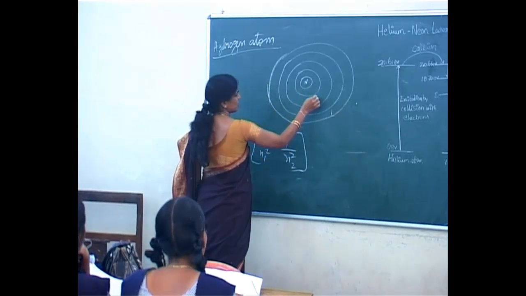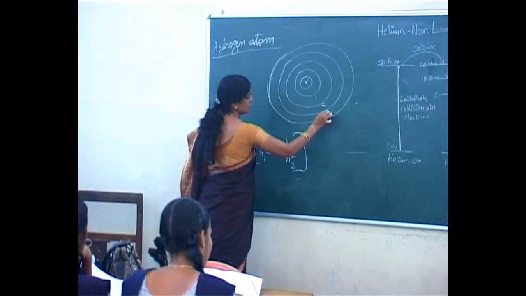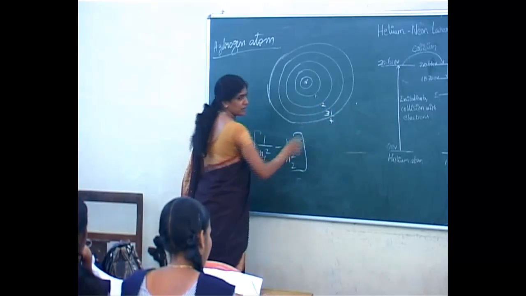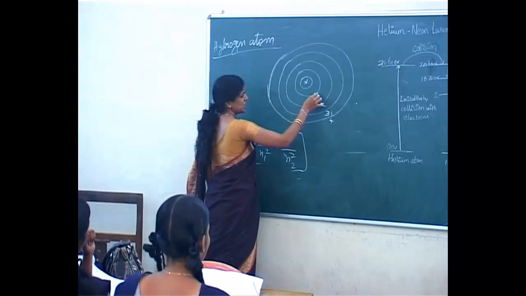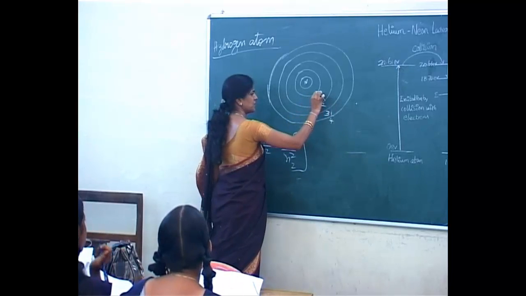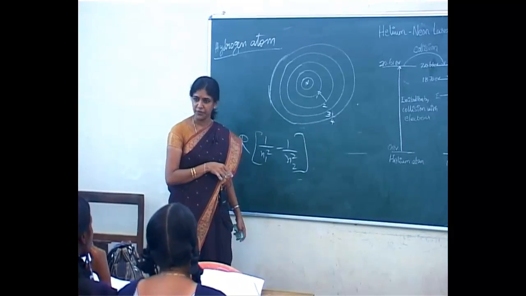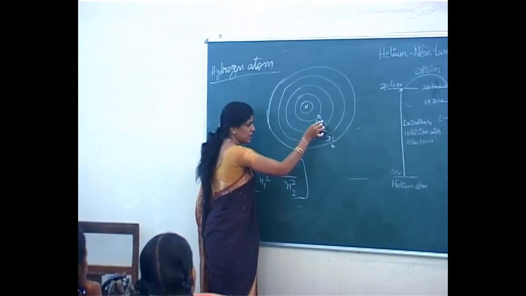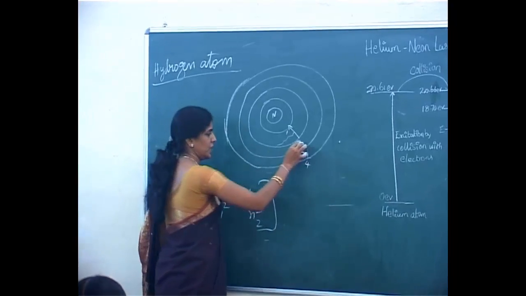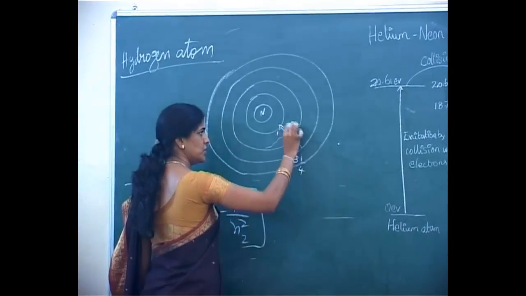See, this is your first orbit, second orbit, third orbit, fourth orbit. Clear? See here, when the electron jumps from its second orbit to the first orbit, the difference in energy level between these two will be emitted in the form of radiation. Clear? So second orbit la first orbit ku emit pannalam. Then it can also jump from third orbit to first orbit.